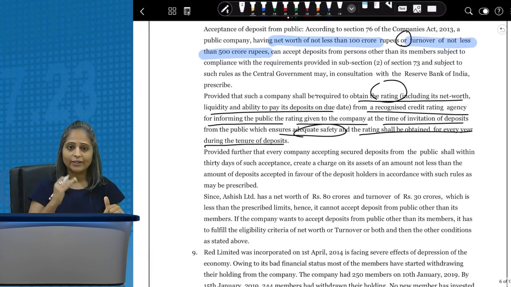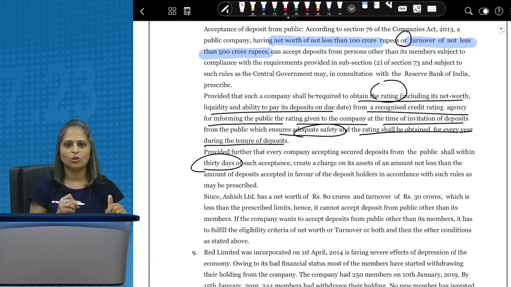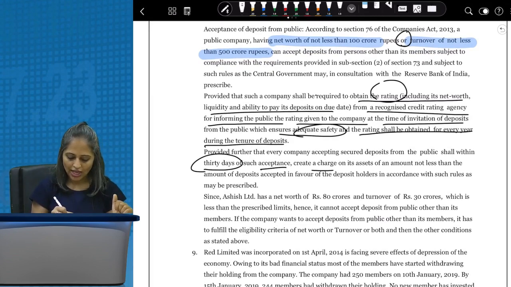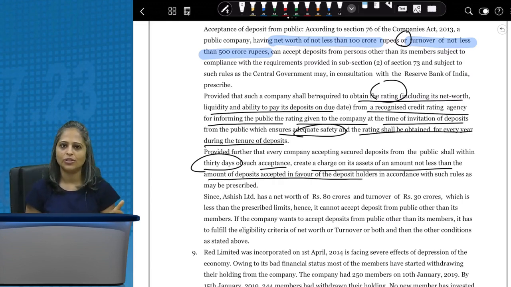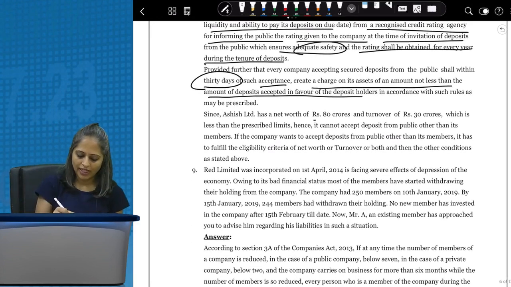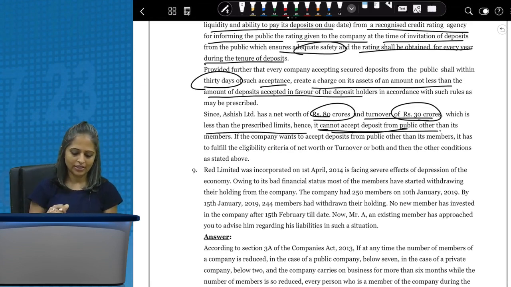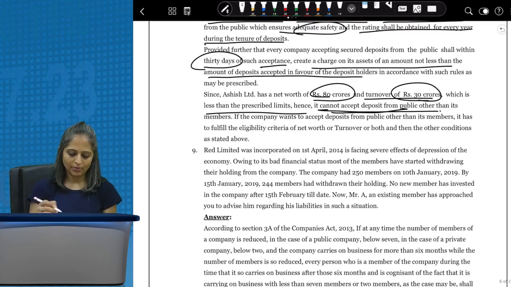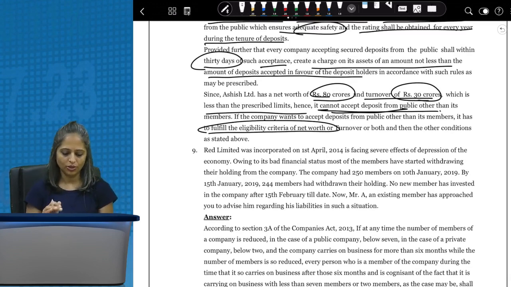Provided further that the company accepting secured deposits from the public shall within 30 days of such acceptance create a charge on its assets of an amount not less than the amount of deposit accepted in favor of the deposit holder in accordance with the rules. Since Ashish Limited has a net worth of 80 crores and a turnover of 30 crores, which is less than the prescribed limit, it cannot accept deposits from the public other than its members. If the company wants to accept deposits other than from its members, it has to fulfill the eligibility criteria of net worth or turnover, and only then can it accept the deposits.